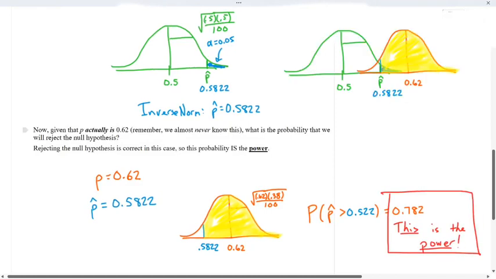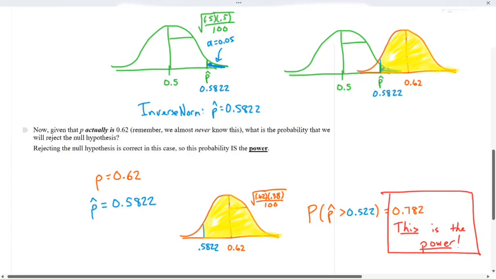It helps to see these things on top of each other. So here's the original curve where we didn't know what the parameter was, but we had a p hat that was 0.5822, the 95th percentile, where alpha is 0.05. And so we would reject any time it was greater than 0.5822. But since the true parameter is 0.62, for any sample that we were actually going to be taking, this yellow is everything to the right of this vertical line, where p hat is 0.5822. So you see how these things overlap.